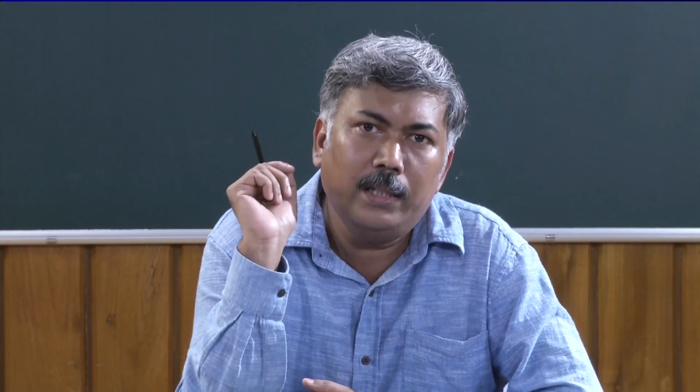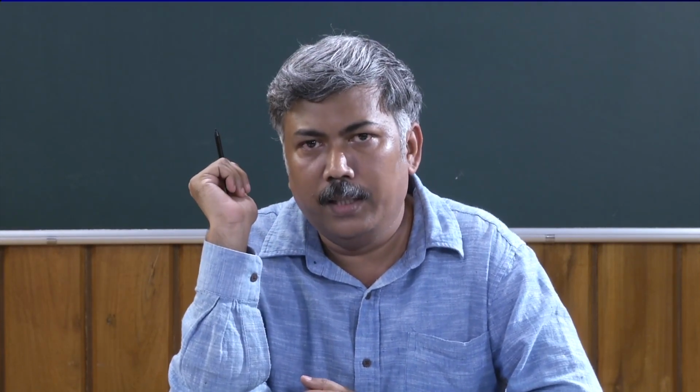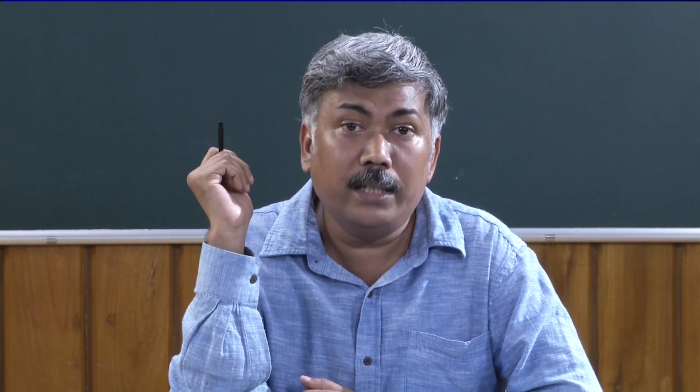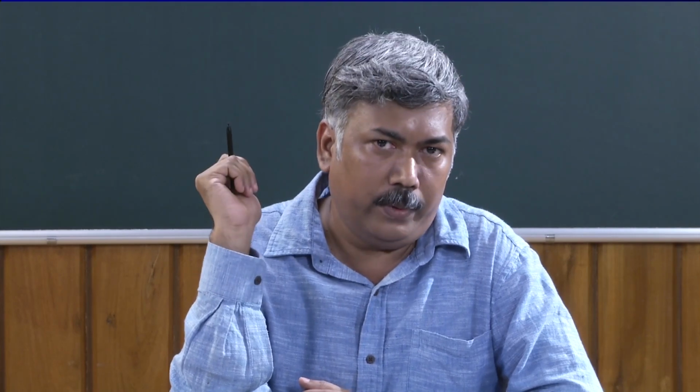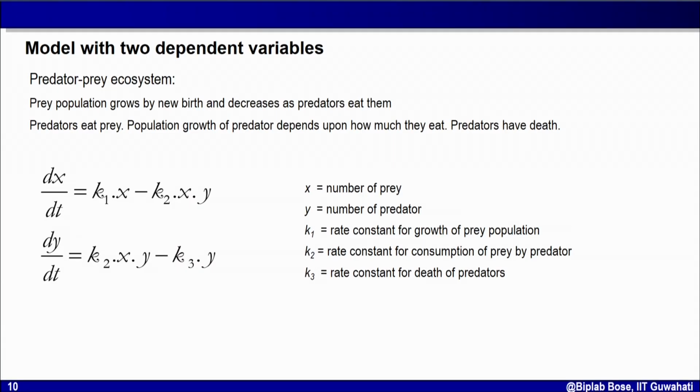Now in this model, you had only one variable, x, that is the population of the fish. But suppose you have more than one dependent variable. How to deal with that? In JSim, let us see. I have a model here with two dependent variables. And this is a classic model called predator-prey model.